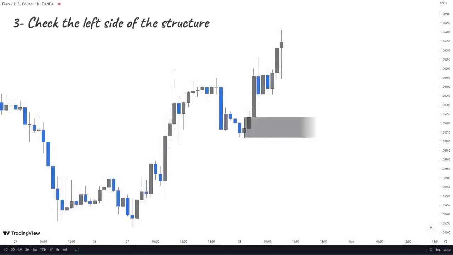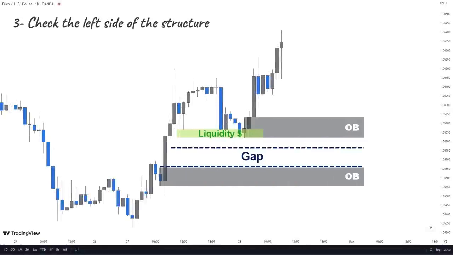Number 3. Check the left side of the structure. Before placing any trades, you should check the left side to see what you have to avoid low-quality trades. For example, if the order block has been positioned in the liquidity zone, or we have gaps and another order block precisely below, there is a higher chance of being a victim of a liquidity grab movement.